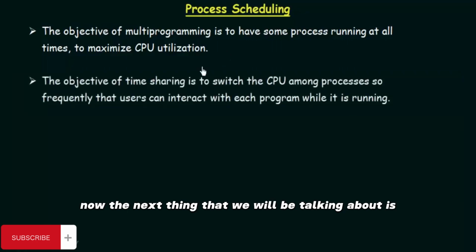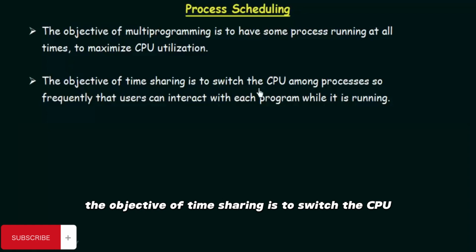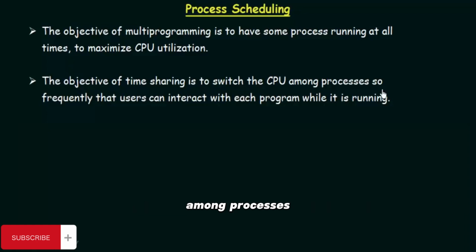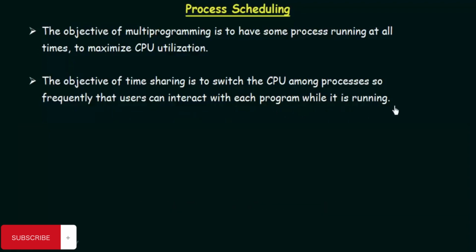The next thing we will be talking about is time sharing. The objective of time sharing is to switch the CPU among processes so frequently that users can interact with each program while it is running. Time sharing is also something we have already talked about in the beginning of this lecture series, and the objective is to switch the CPU among processes so frequently that users can interact with each program while it is running.